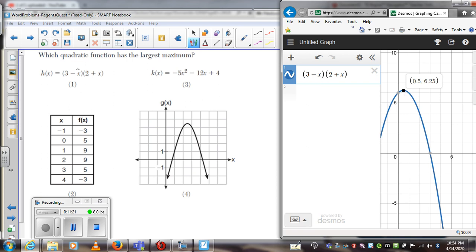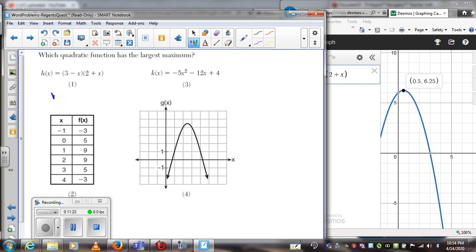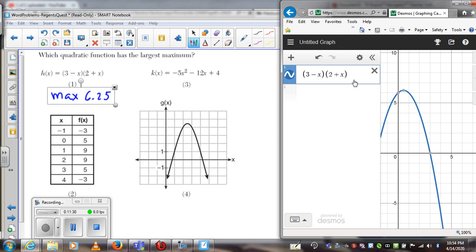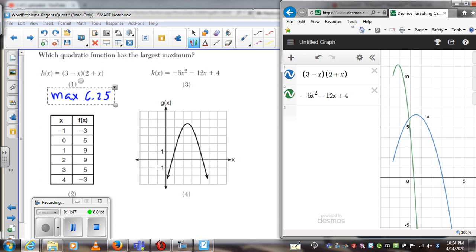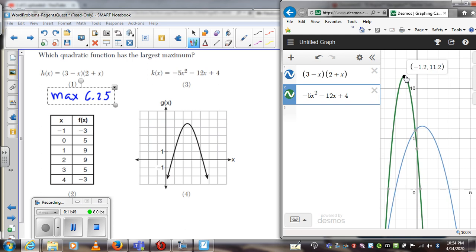So your maximum value here is 6.25. Okay, let's try the next one. Negative 5x squared minus 12x plus 4. I'm going to hit my, let's see, did it graph it? Yep. Let's find our max value there, 11.2.